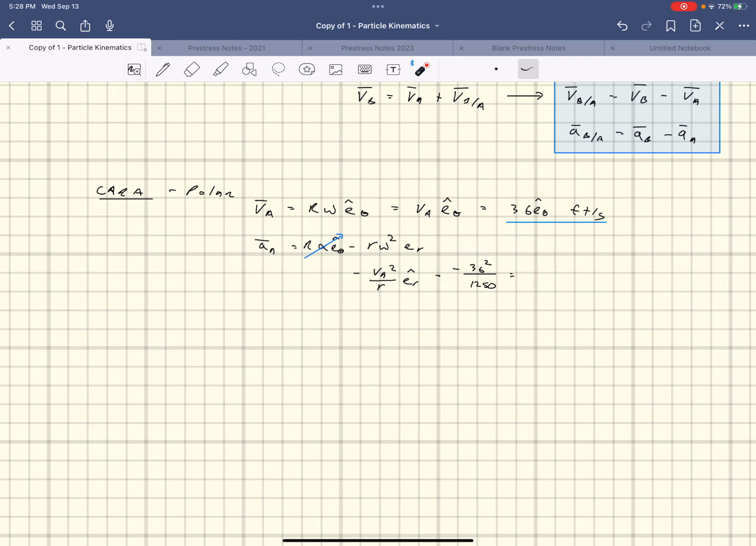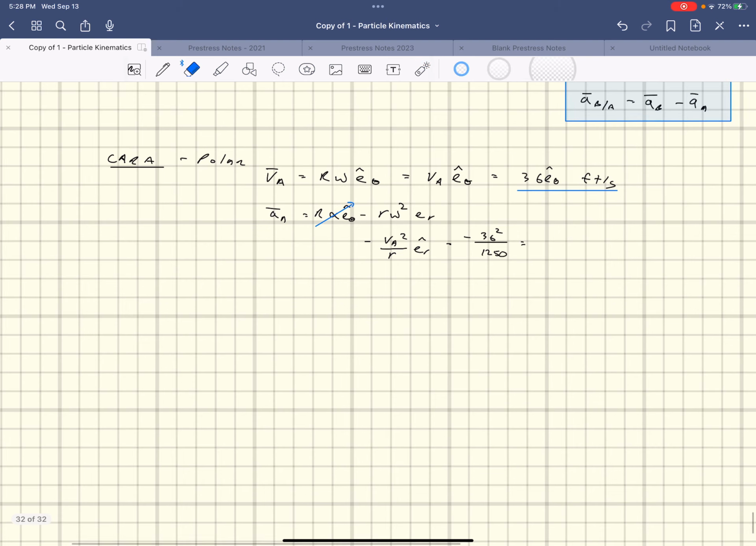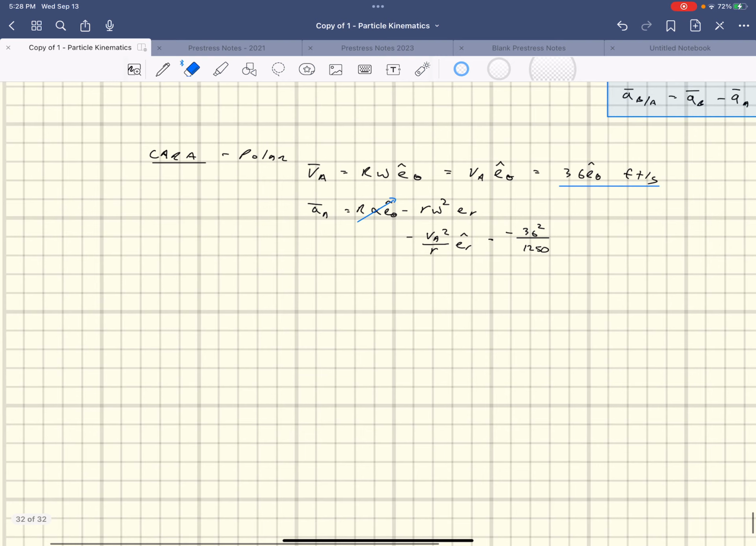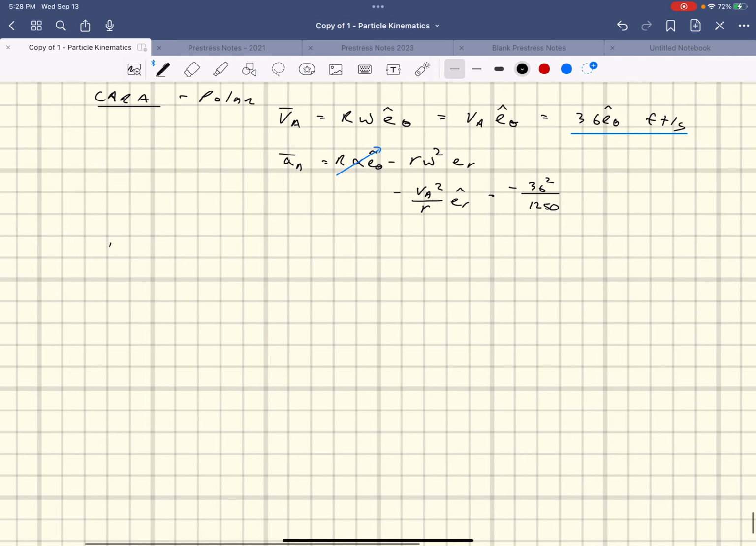I don't know if I ever mentioned this before. I don't think I ever calculate that. I put it in my calculator later. Okay, so let's just leave it at that right now. Obviously, you could write down a number for this if you wanted to. Okay, so that is car A. So now let's look at car B.